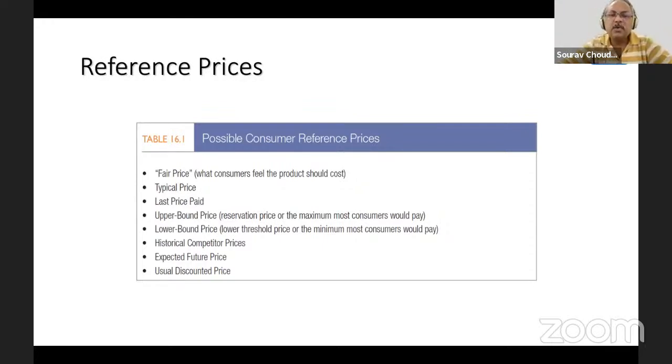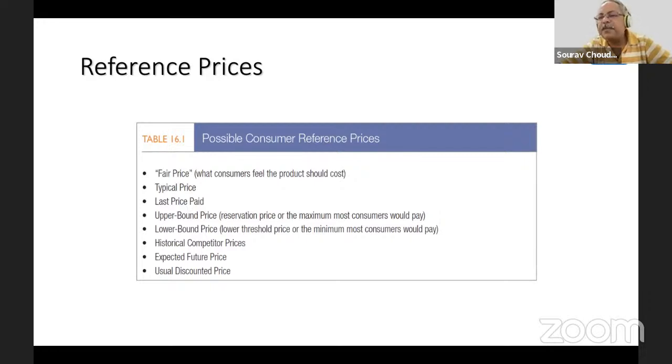ठीक है. So reference price के कुछ examples. Fair price, what consumers feel that the product should cost. पानी पूरी 5 रुपए का मिलता है, that is the reference price. उससे ज्यादा होना नहीं चाहिए. पर अगर पानी पूरी 50 रुपए का 5 हो जाए, then आप बोला बाप रे, ये तो बहुत महंगा है. ठीक है. So what is the fair price expectation of the consumer? That is the reference price.